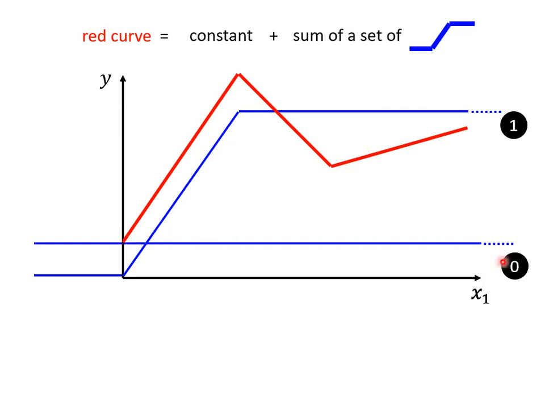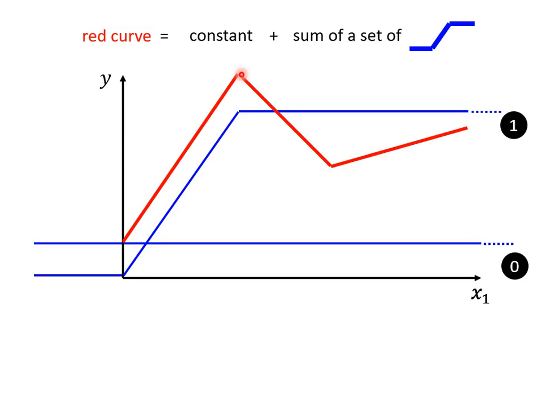At this time, if you add 0 to 1, you can get this segment of the red function. The value before the first turning point. So after adding 1 to 0, you can get the part before the first turning point of the red function.